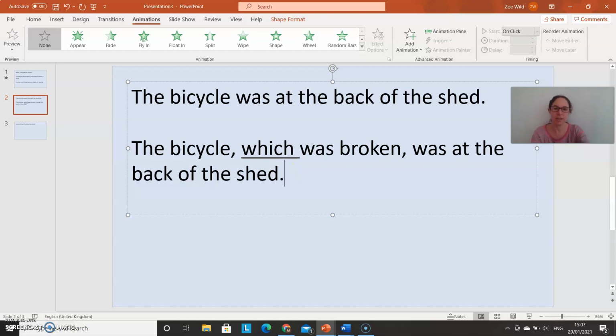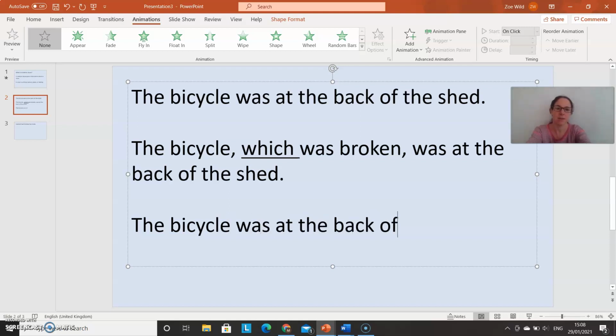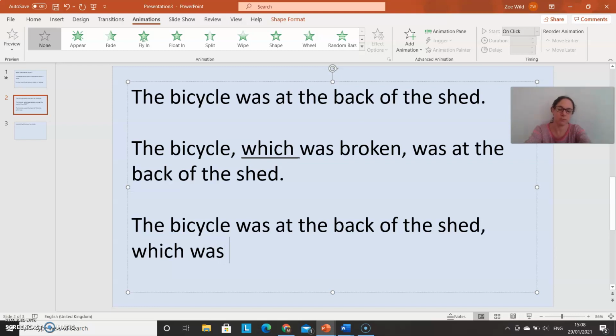I could have written something describing the shed instead. So my relative clause doesn't have to be in the middle of the sentence. The bicycle was at the back of the shed, and then I can just say something about the shed, which was yellow. I could, of course, just say the yellow shed as an adjective, but I'm using a relative clause, which was yellow, with my relative pronoun, which. And the reason I've used which and not who is because the shed and the bicycle aren't proper nouns. They're not people.